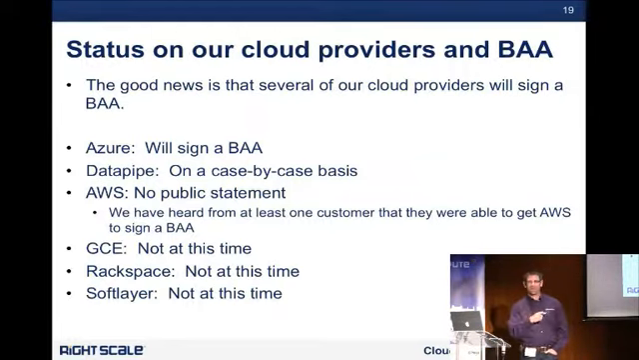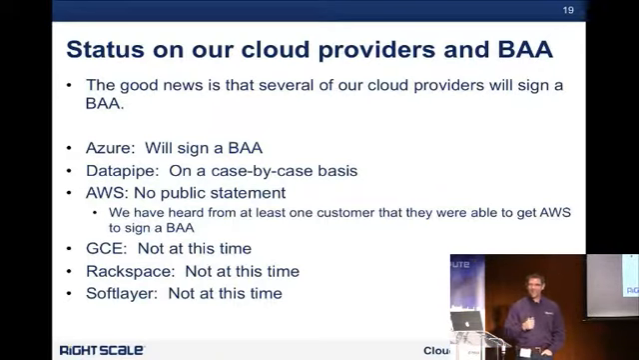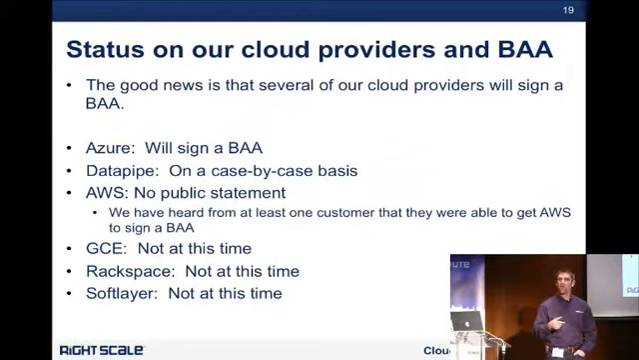AWS has no public statement on that, but I do know of at least one customer that has gotten Amazon to sign a BAA. So, I think if you're big enough and you push hard enough, you can probably make that happen. Google Compute will not at this time. Neither will Rackspace and neither will SoftLayer. Rackspace may in their managed services portion, so you could do a RackConnect, but again, I'm purely talking about public cloud. In the public cloud part they won't, and SoftLayer won't at this time either.